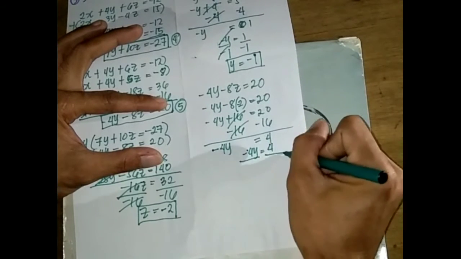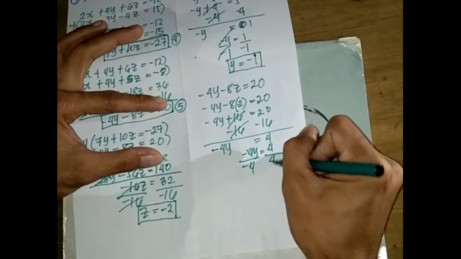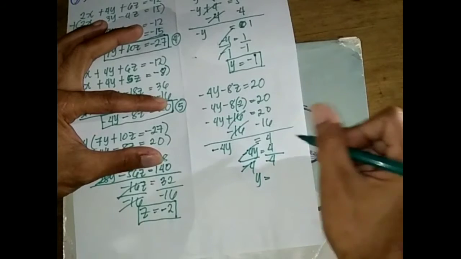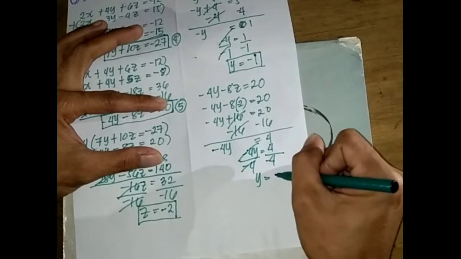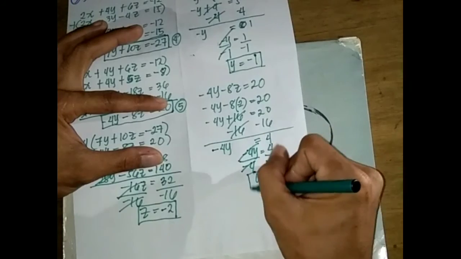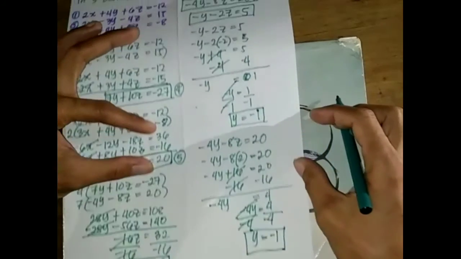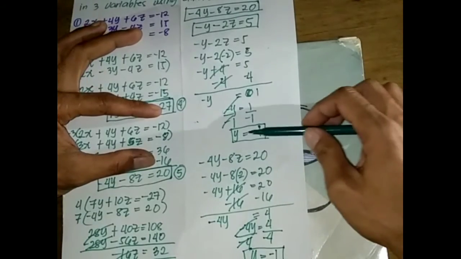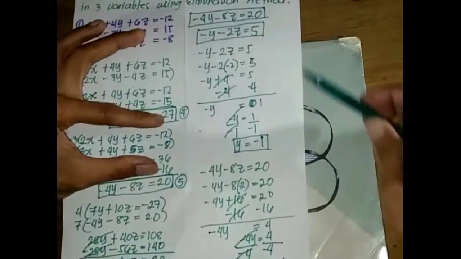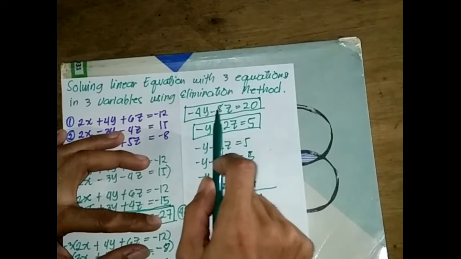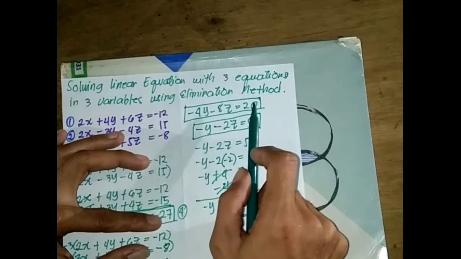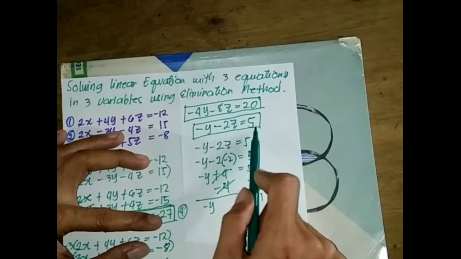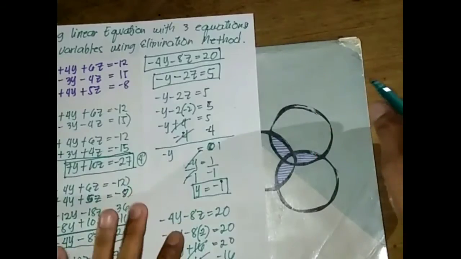Negative 4y is equal to 4. Then we'll divide both sides by negative 4. Cancel natin, leaving us with y. Then 4 divided by negative 4 is equal to negative 1. So as you can see, parehas lang yung kinalabasan nila. y is equal to negative 1. Ganun din dito. So meaning negative 4y minus 8z equals 20 is equal to negative y minus 2z is equal to 5. So pareho lang sila.